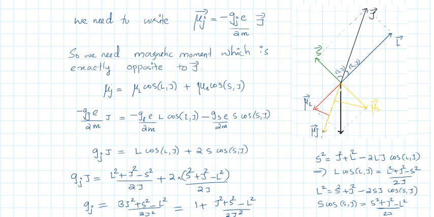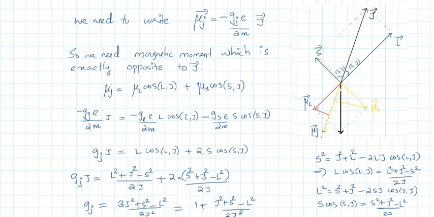But by definition, mu j is minus gj e by 2m into j. So substitute that here. For mu l I have minus gl e by 2m into l, and for mu s I have minus gs e by 2m into s. E by 2m will cancel from all terms. Minus also will cancel. Then the left hand side is gj into j, and the right hand side is l cos lj plus gs, which is 2, so 2s cos sj.